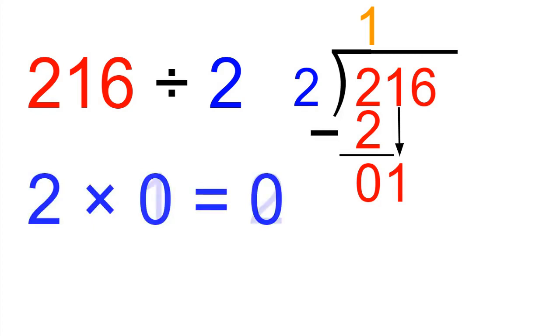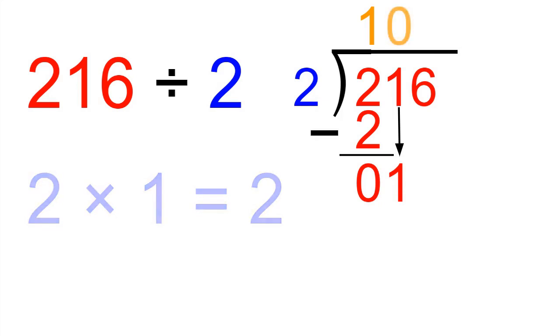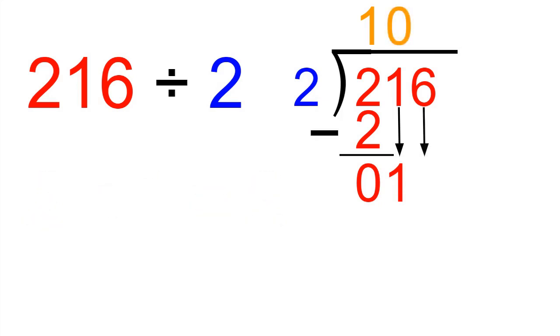Now let's say we did something like 2 times 1. We would get 2 and we would go above 1. So in this case, because 1 is less than 2, we put in a 0. Now we weren't able to divide into 1, so we bring down the 6, which gives us 16. Now again, we find a number that can get us as close as possible to 16 without going over. So in this example, that number is 8. 8 times 2 gives us 16.